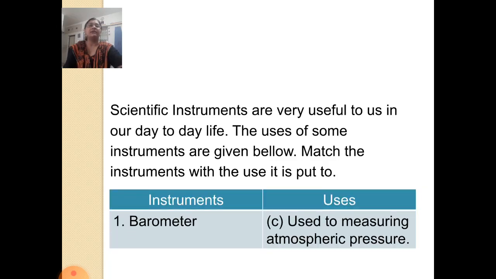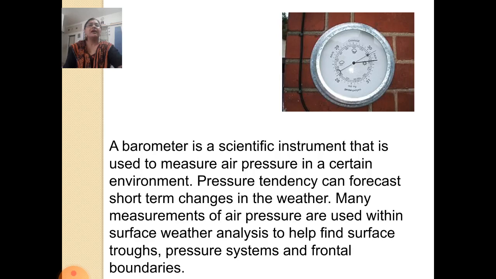First one, barometer. Barometer is used for measuring atmospheric pressure, which is option C. A barometer is a scientific instrument that is used to measure air pressure in a certain environment. Pressure tendency can forecast short-term changes in the weather. Many instruments of air pressure are used within surface weather analysis to help find surface troughs, pressure systems, and frontal boundaries.